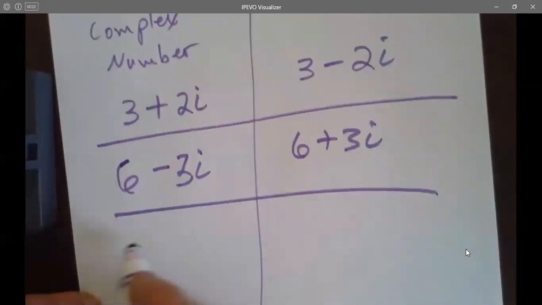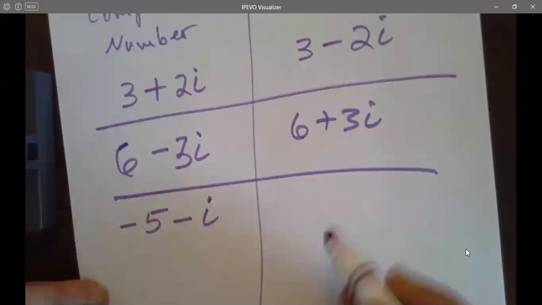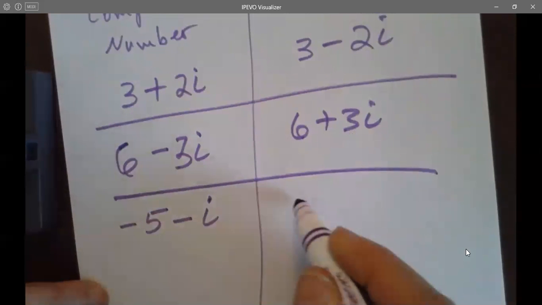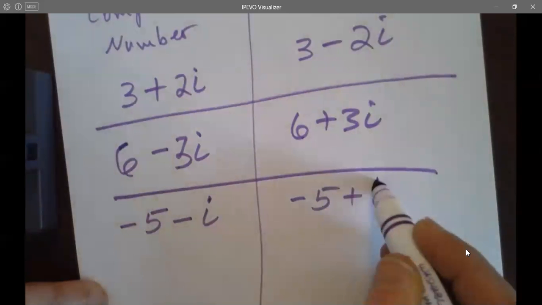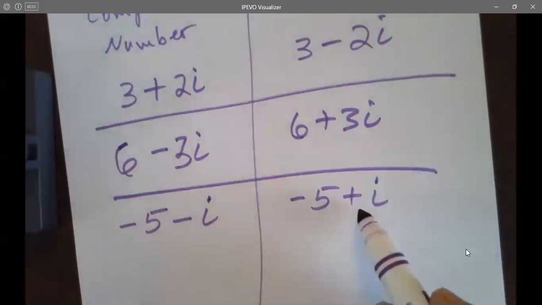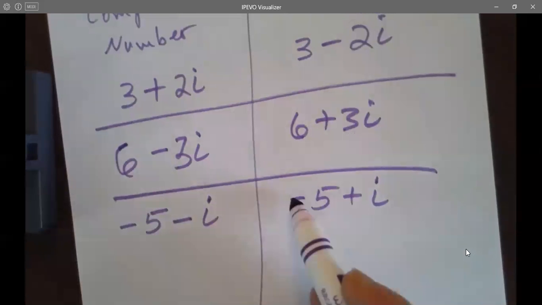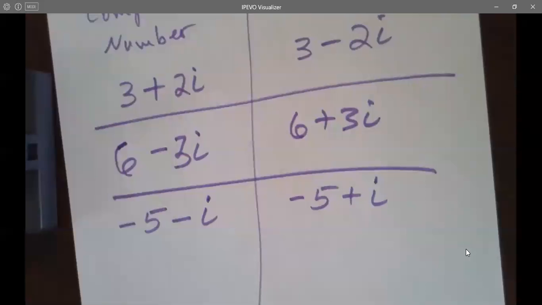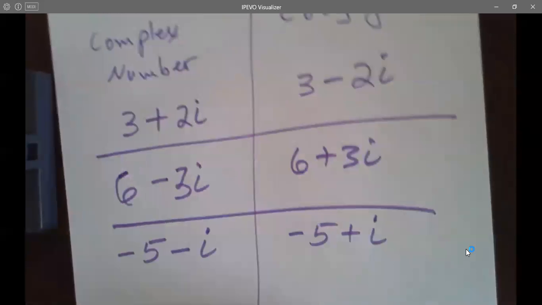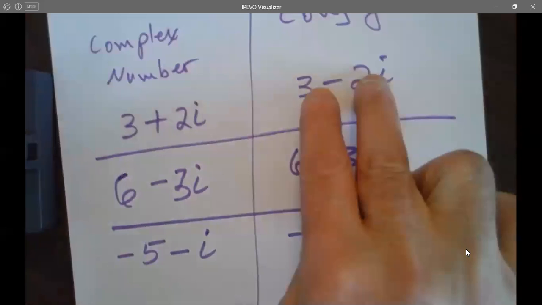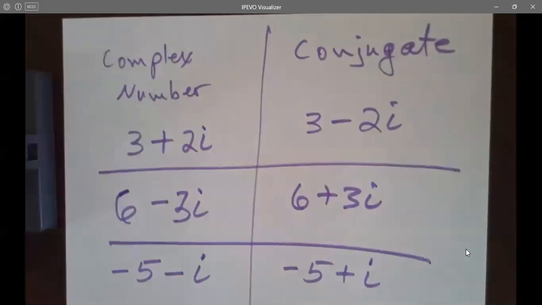Well, let's say we had negative 5 minus 1i. Okay, the conjugate to that would be negative 5 plus 1i. So again, the only thing that changes is the middle sign. The first sign does not change. Okay, so that's the complex conjugate. Complex number and then just the opposite sign in the middle. Okay, any questions with that?